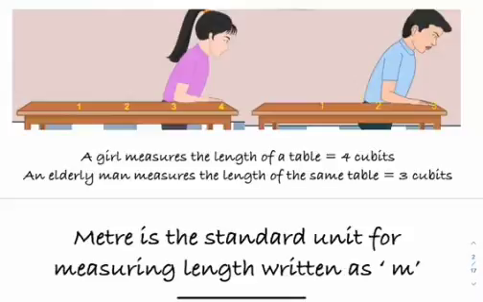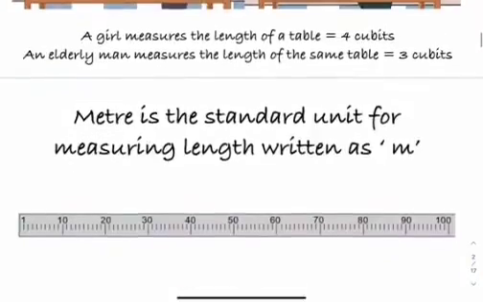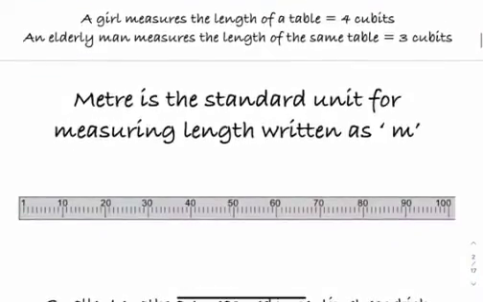So, since the dimensions of both the people who have measured differ, if this girl measures it as 4 cubits and the man measures it as 3 cubits, we get two answers here. So, to avoid this confusion, we use standard units of measurement, standard units to measure length. Now, which is the one? Meter is the standard unit of measuring length.